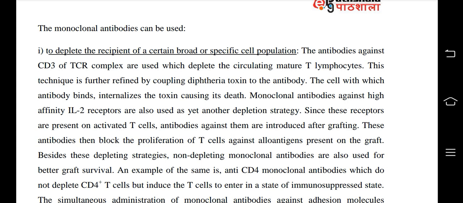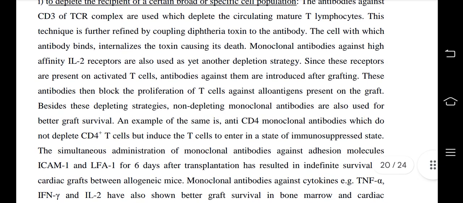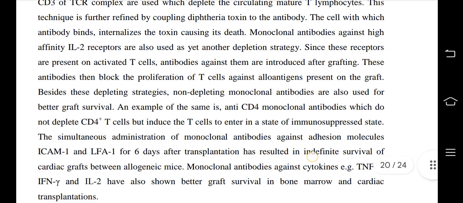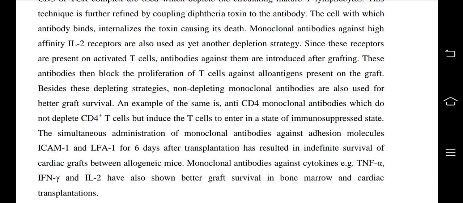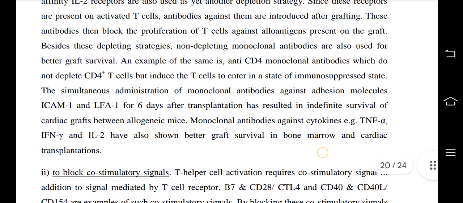Antibodies against CD3 of the TCR complex are used, which delete the circulating mature T lymphocytes. This technique is further refined by coupling diphtheria toxin to the antibody. The cell to which the antibody binds internalizes the toxin, causing its death. Monoclonal antibodies against high affinity IL-2 receptors are also used as yet another depletion strategy. Since these receptors are present on activated T cells, antibodies against them are introduced after grafting. These antibodies then block the proliferation of T cells against alloantigens present on the graft.